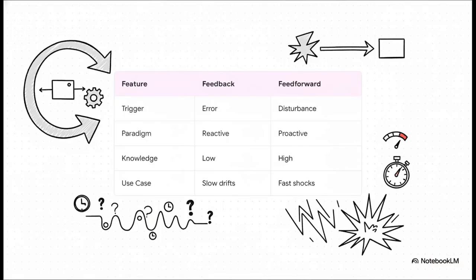So when do you use which one? Think of this as your quick study guide. Feedback triggers off the error. It's reactive, and honestly, it requires very little knowledge of the system mechanics to work. Feedforward, on the other hand, triggers off the disturbance. It's proactive, but it requires a phenomenally high level of mathematical modeling. Basically, you want to use feedback for slow, complex, unpredictable drifts, and you use feedforward when massive, fast-acting, measurable disturbances threaten to just instantly derail your entire process.